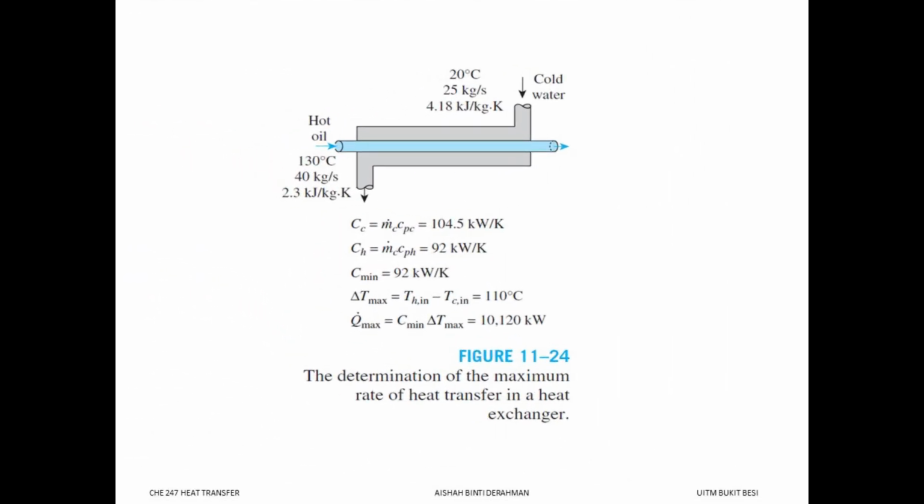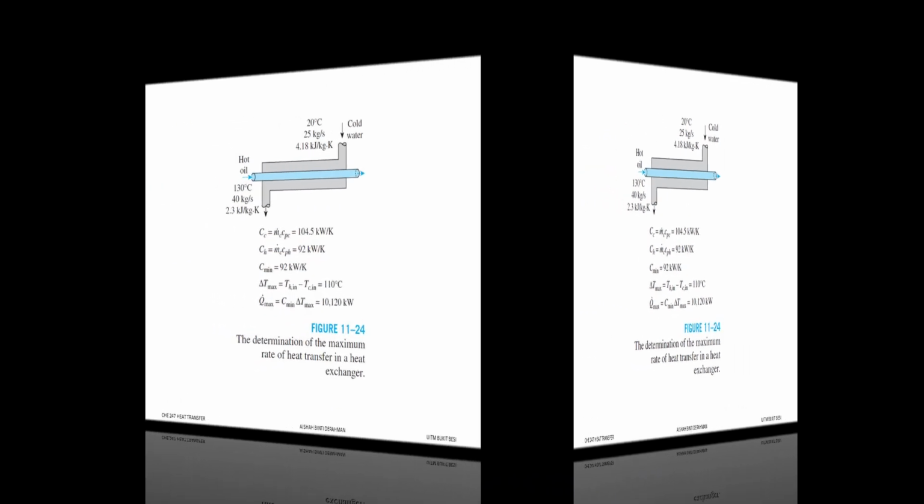Let's take a look at an example as shown in figure 11.24. We have a counterflow heat exchanger to transfer heat between cold water and hot oil. The temperature inlet for the cold water is given at 20 degrees Celsius. Mass flow rate is 25 kg per second, and Cp, or the specific heat capacity, is 4.18.